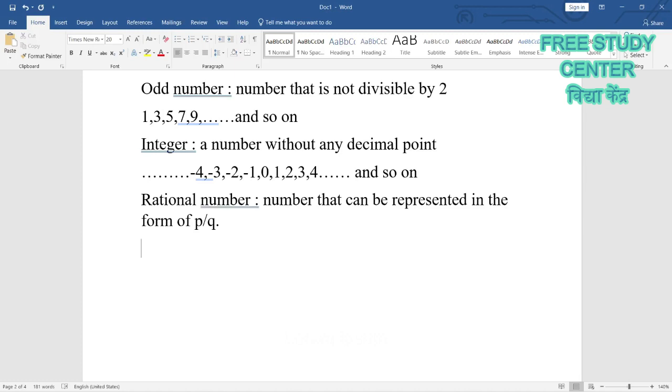If I take the example 4.5, this is equivalent to 9 by 2, which is in the form of p by q. So it is a rational number.